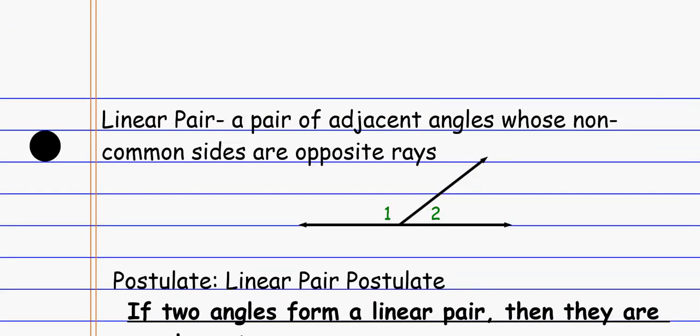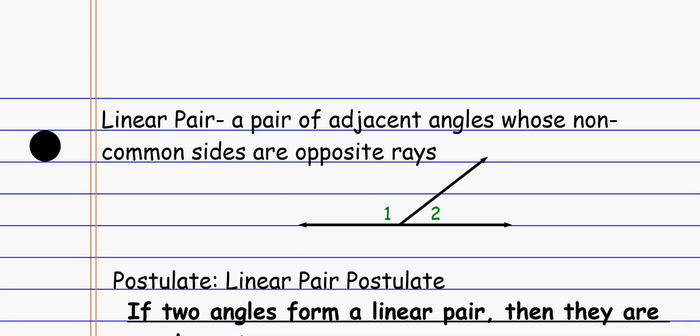Let's talk about a linear pair. A linear pair is really easy. Basically, if we have a line and a ray coming off of it, it forms a linear pair. It forms two angles that are adjacent, and their non-common sides form opposite rays. In other words, the side that they don't share makes a line. And that's why it's called a linear pair.